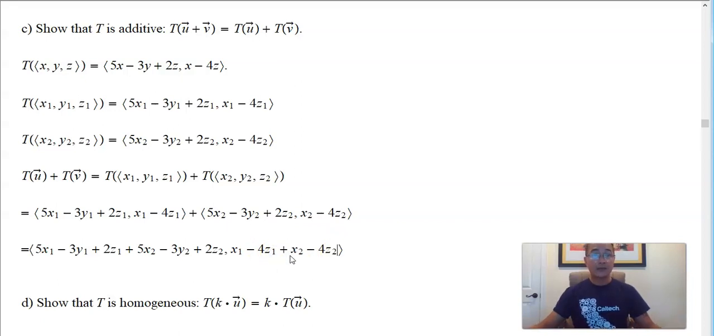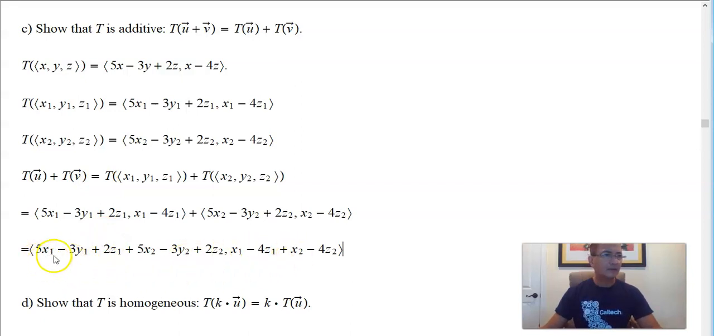Okay, I call that a copy and paste fail. Okay, so now, is that the same as P of u plus v? All right, well, what is u plus v? It's just x1 plus x2, y1 plus y2, z1 plus z2. Okay, so do we find those expressions in here?